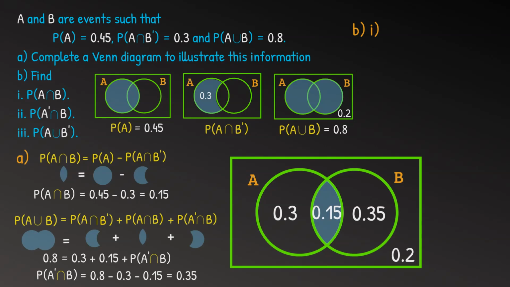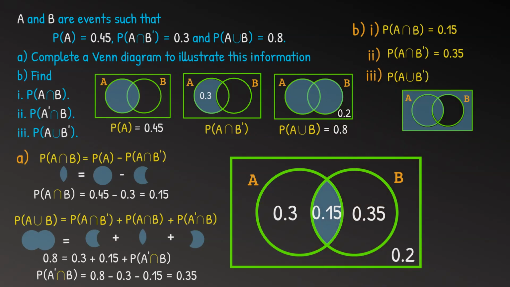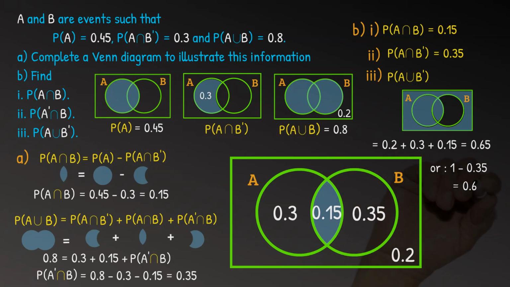And then in B, we've already found A intersect B, it's 0.15. We've already found A complement intersect B, which is 0.35, and then we have to find A union B complement. So here you can add up all the probabilities in the shaded areas, which gives you 0.65, or alternatively, you could take the unshaded area and subtract that from 1, which also gives you 0.65.